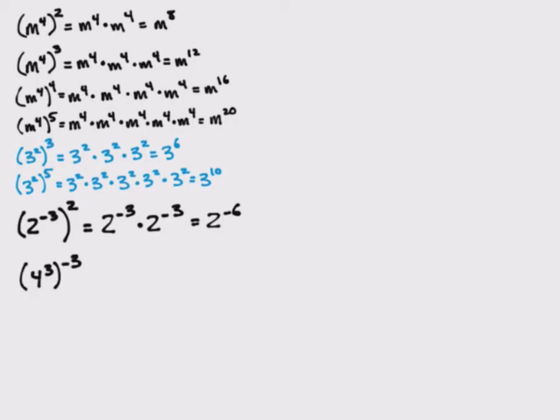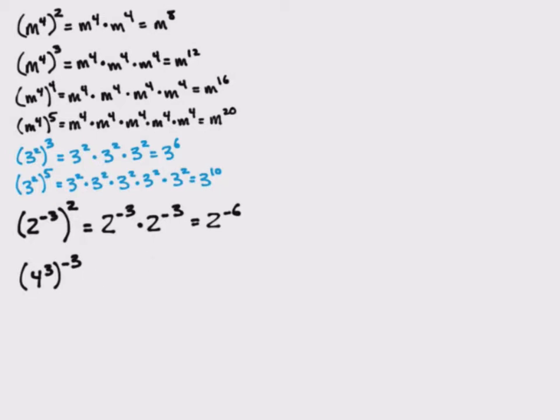4 to the 3rd, all of that to the negative 3rd power. Now this one's a little different. First we're raising 4 to a positive power, and then we're taking all of that and raising it to a negative power. In theory, if all we have to do is multiply the exponents, all we need to do is multiply 3 by negative 3, and that gives us negative 9. So in theory, our outcome should be 4 to the negative 9th. Well, let's see what happens.